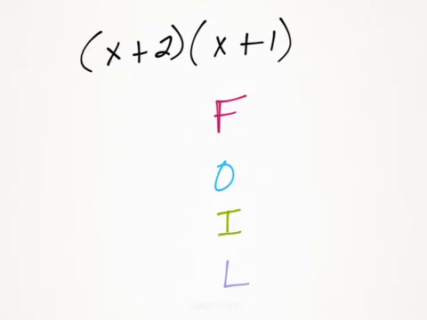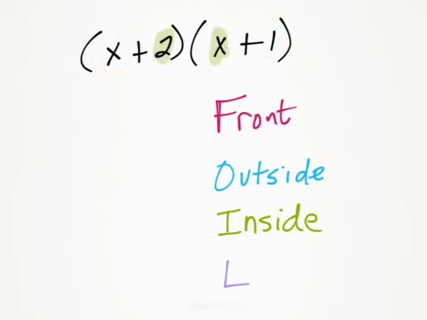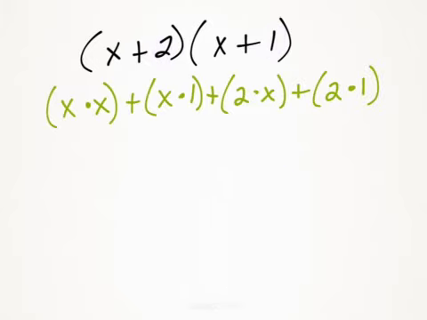The first method I learned was the FOIL method. And FOIL is just an acronym for front, or sometimes first, outside, inside, and then last. So this is kind of an extended version of the FOIL method.